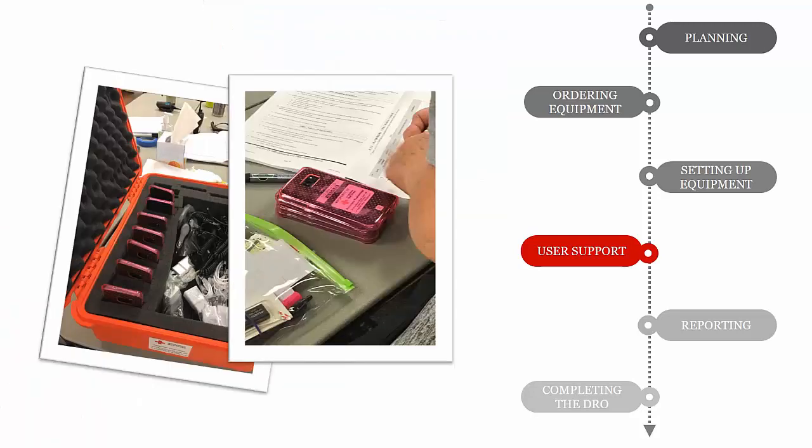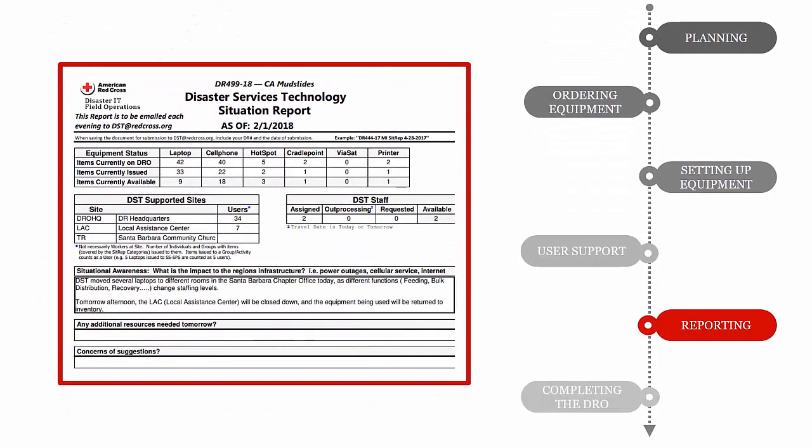Throughout a DRO, DST staff distributes and tracks equipment assigned to individual volunteers and activities, and provides user IDs and passwords as needed. DST staff also submit a daily situation report, or SITREP. That includes equipment status, number of users, and the number and status of DST staff for that DRO.